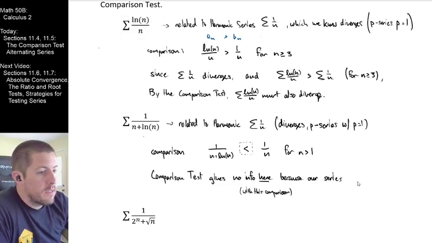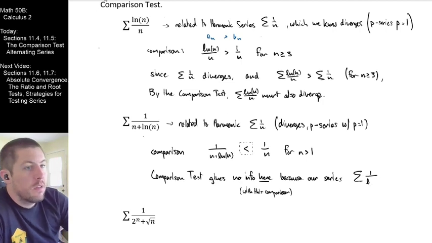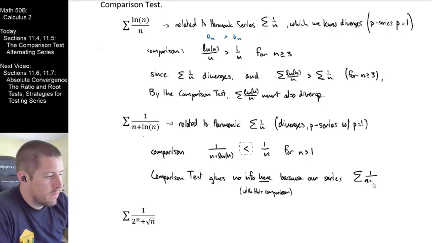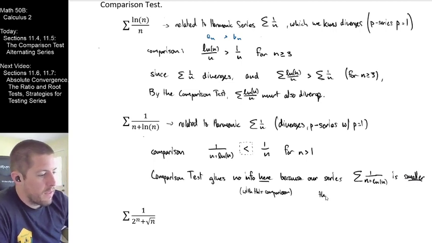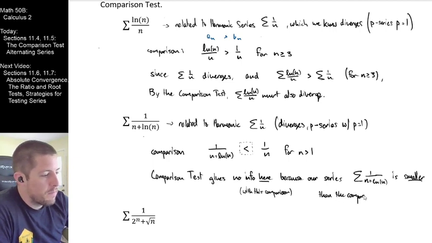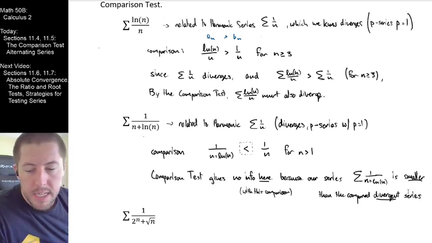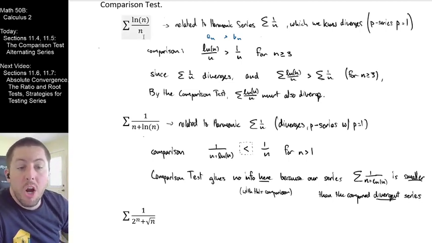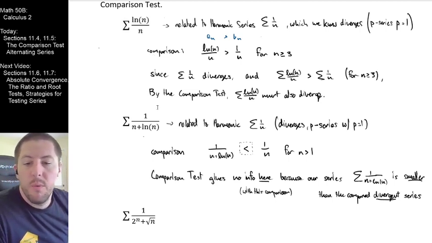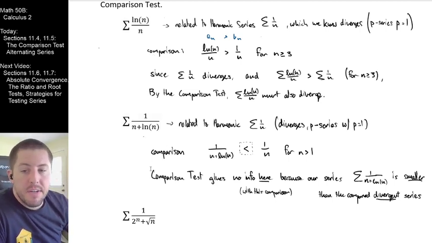Our series 1 over n plus ln n is smaller than the compared divergent series. Right? You've got to be smaller than a convergent series to prove you're convergent, or larger than a divergent series to prove you're divergent. We were not in one of those two cases. So this comparison does not work.